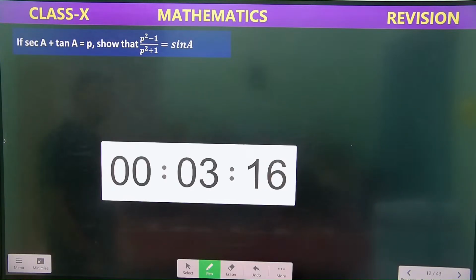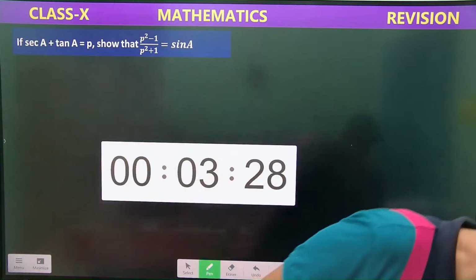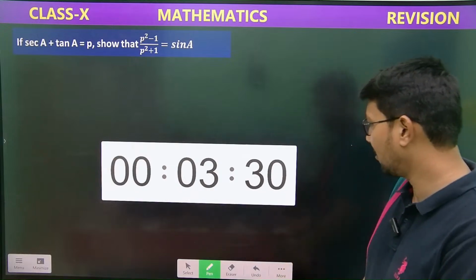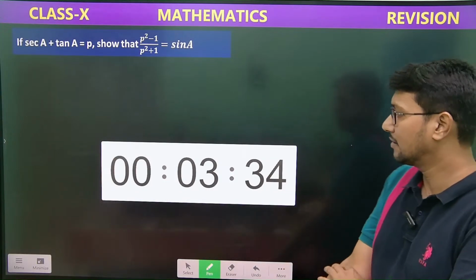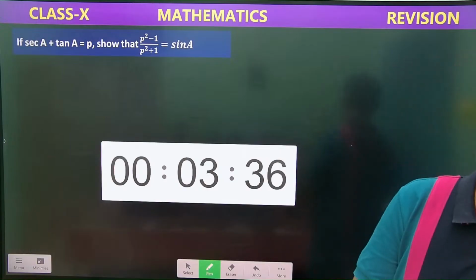I'll solve till 20 question. Right now, 11th number is going on, right? Then, if you have juice, then I can get the juice from you, right? Otherwise, I'll wind up by 20 questions. Chalo, over. More. How many minutes left? 1 minute, 30 seconds. ठीक है. 35 seconds.